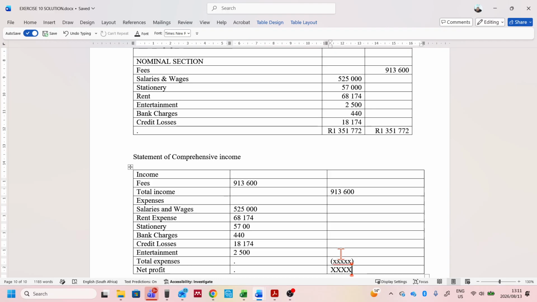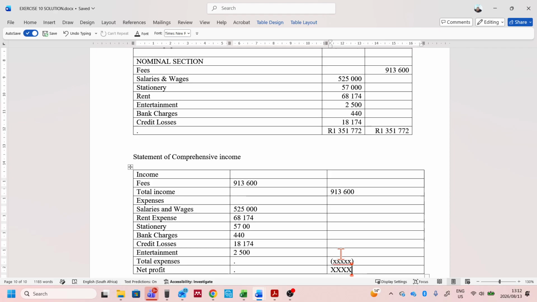Why do I have two columns? So basically here, this is the column where we just list the accounts. This side is the column where we calculate the totals: the total for the income, the total for the expense, and the net profit. Yes.